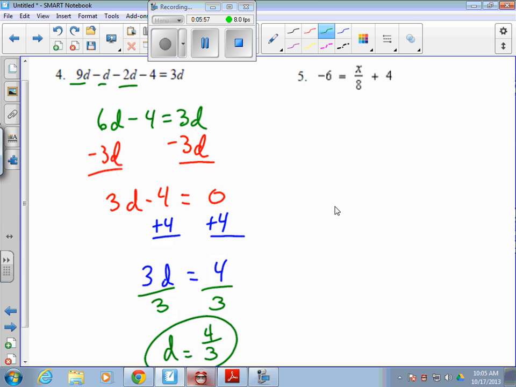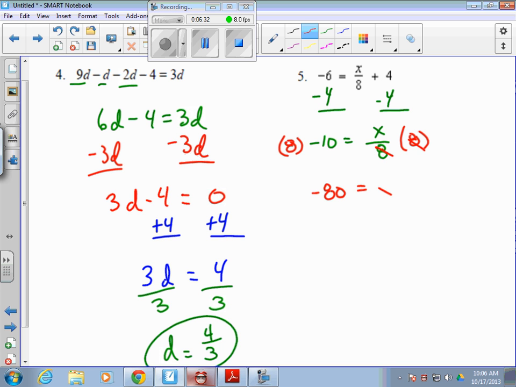Number 5 says negative 6 equals x over 8 plus 4. Again, you undo your order of operations backwards. So undo addition and subtraction first. We have plus 4, so subtract it. If you subtract it from the right, subtract it from the left. Negative 6 minus 4 is negative 10 equals x over 8. 4 minus 4 cancels out. This says x divided by 8, so cancel that out by multiplying by 8. If you do it to the right, multiply by 8 on the left. 8 times negative 10 is negative 80. It'll cancel the right, leave you with just x. x is negative 80.